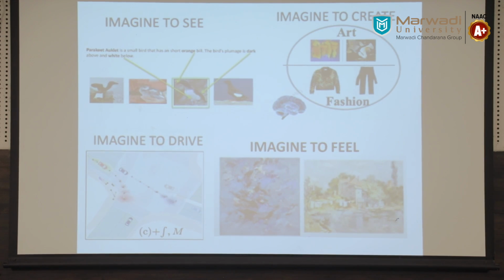Imagine to see: if you give any description and want to know how it will come out as an image, the system is able to give the image now. Imagine to create: if you want any new fashion technology, you can even assist fashion technology people with generative AI. In none of the worlds can you say that generative AI cannot step into it. It can step into any world, even the fashion technology world. That's the reason I have given this. So imagine to create, imagine to drive.